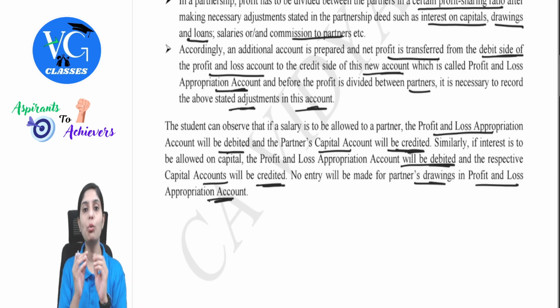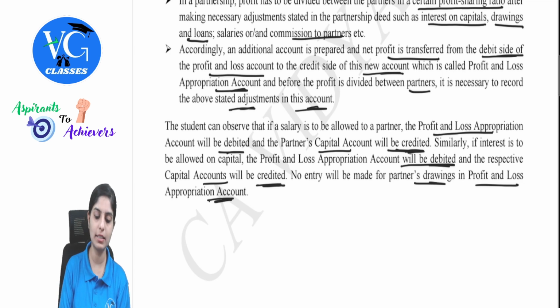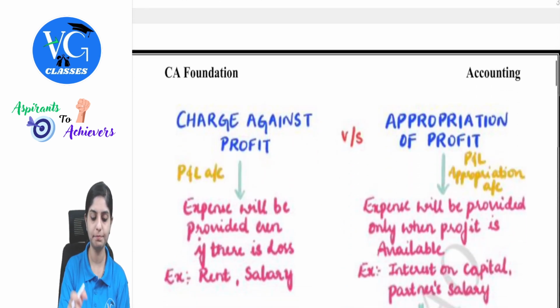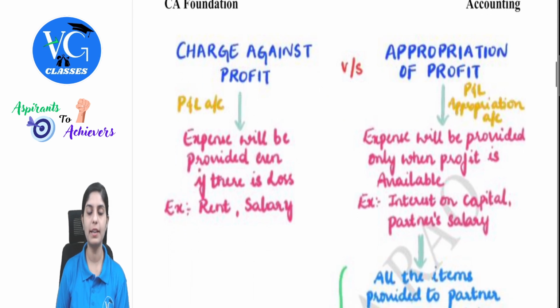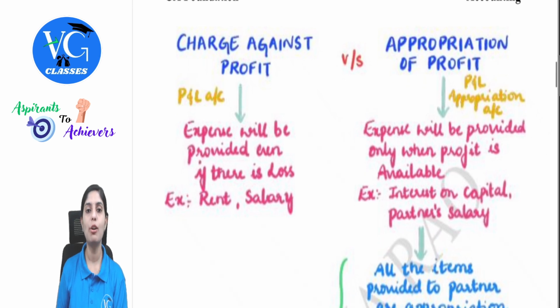I hope you got an overview about profit and loss appropriation account. So let's discuss more of this in detail. Before we get into the actual steps one by one, that is interest on capital, interest on drawings, interest on loan or other things, we have to first get a proper clarity on what items will appear. For that, we will understand one small point, which is charge against profit and appropriation of profit.